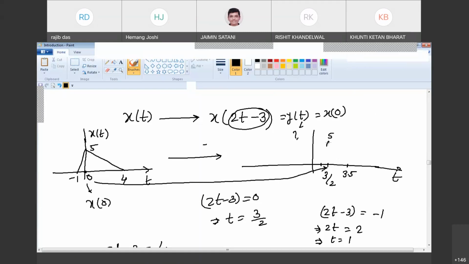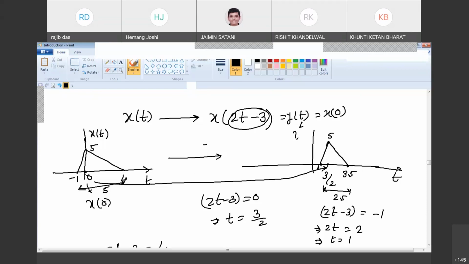So the signal is like this. You start from 1 and it will end at 3.5. So the width is nothing but 2.5. Earlier the width was 5. Now the width is simply this to this, 2.5. It is half of that. So it is a compression. It's compressed by 2, so the width is reduced by 2.